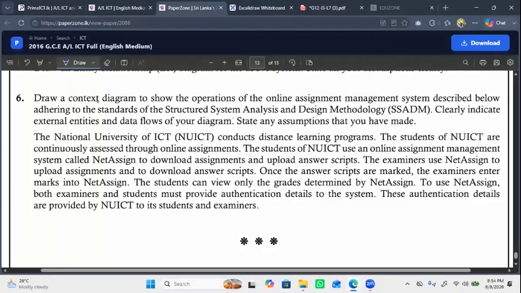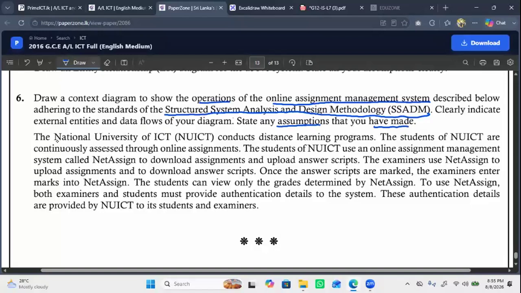Okay. Now draw a context diagram to show the operations of the online assignment management system, described below, adhering to the standard of structured systems analysis. This is our methodology. SSADM means this lesson. Clearly indicate external entities and data flow of your diagram. State any assumptions that you have made. I have the freedom to add more things also. That is the meaning of state any assumptions.